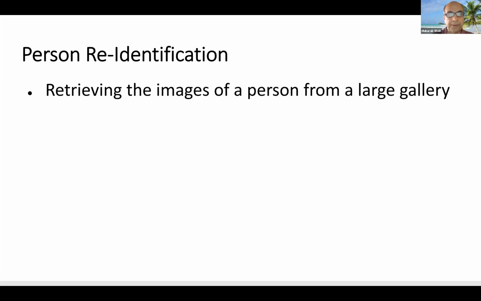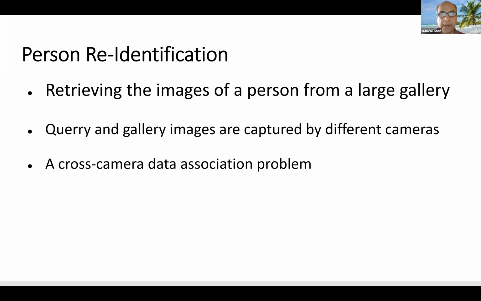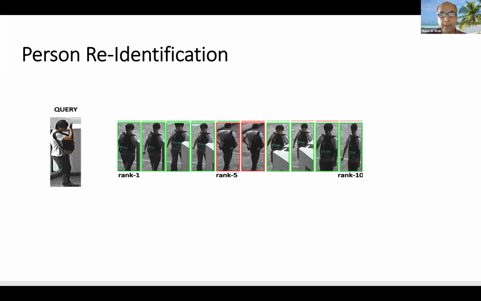In person re-identification, the idea is that you are given a query image and you want to retrieve the images which are similar to the query image from a gallery. The query and gallery images are captured by different cameras, so this can be considered a cross-camera data association problem. Given a query image like this, we want to retrieve, say, the top 10 images from the gallery, and the green ones are correct and the red ones are incorrect.